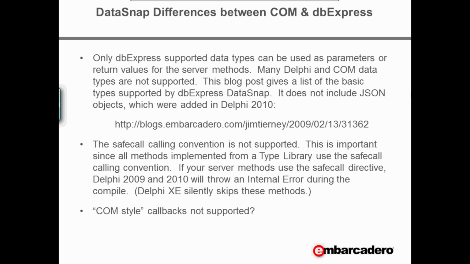Only DB Express supported data types can be used as parameters or return values for the server methods. Many Delphi and COM data types are not supported. The blog post below gives the list of the basic types supported by DB Express DataSnap. The blog does not include JSON objects, which were added with Delphi 2010.